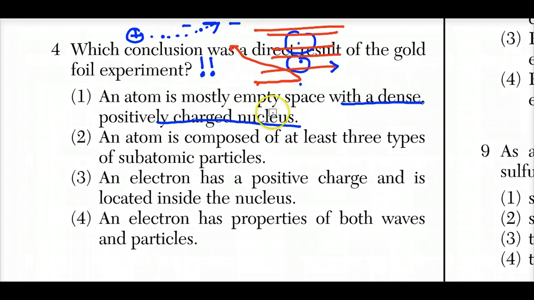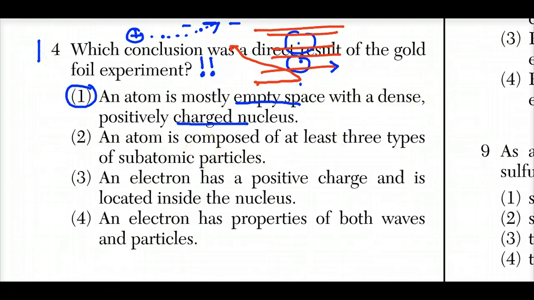So it looks like the first choice is the best. Mostly empty space because most of these alpha particles went right through. Because of the infrequent deflections, that's why it's mostly empty space. Away from the center, it showed us that the nucleus was also positively charged. And all the mass of the atom, of course, is in the nucleus. So, of course, number 1 is the choice for number 4.